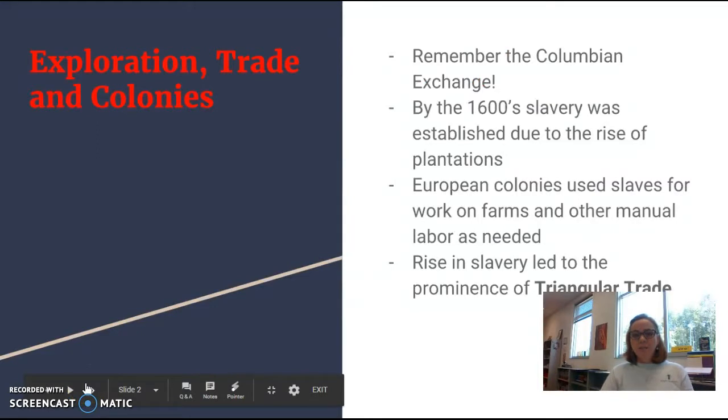So, exploration, trade, and colonies, right? This was the most important thing. We have to remember the Columbian Exchange. We also have to remember the three G's, right? Gold, glory, God. That's why they're there.